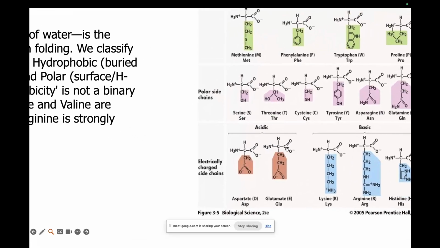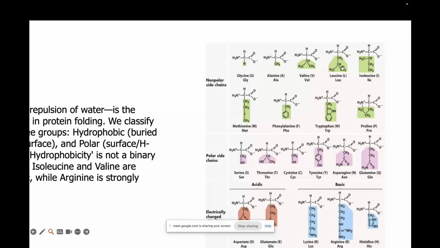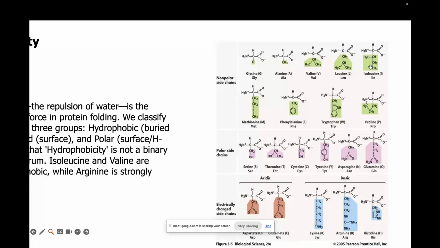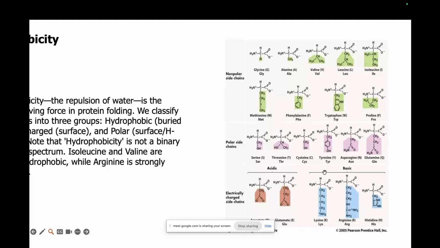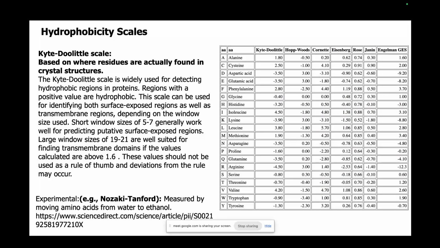So these are your non-polar, hydrophobic amino acids. Isoleucine and leucine have long hydrocarbon chains, which give them this hydrophobic nature. And you have, for example, arginine, which is a charged amino acid and is going to be hydrophilic in nature. Since it is charged, it can interact with water molecules very well. So that is good. Now, how do you measure hydrophobicity?